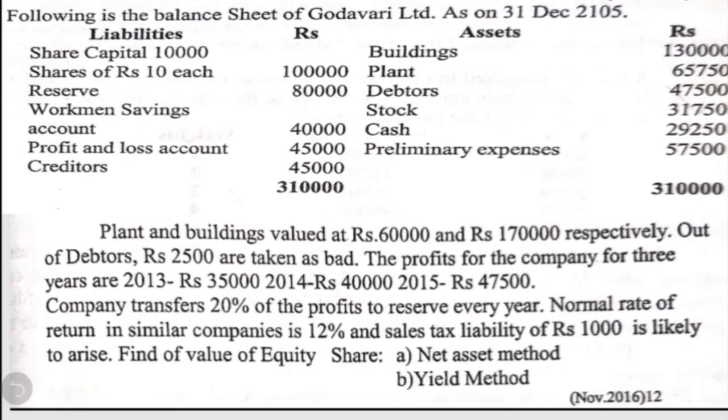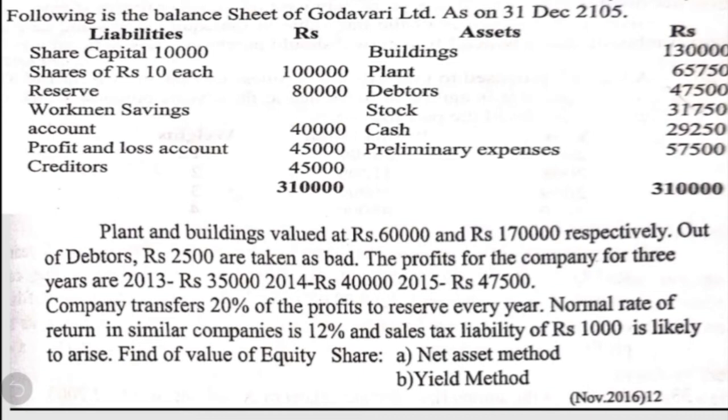So then coming to the third question: the following is the balance sheet of Godavari Limited as on 31st December 2015. On the asset side we find buildings, plant, debtors, stock, cash and preliminary expenses. On the liability side, share capital 10,000 shares of rupees 10 each, 1 lakh. Then reserve, then workmen savings account, profit and loss account and creditors.